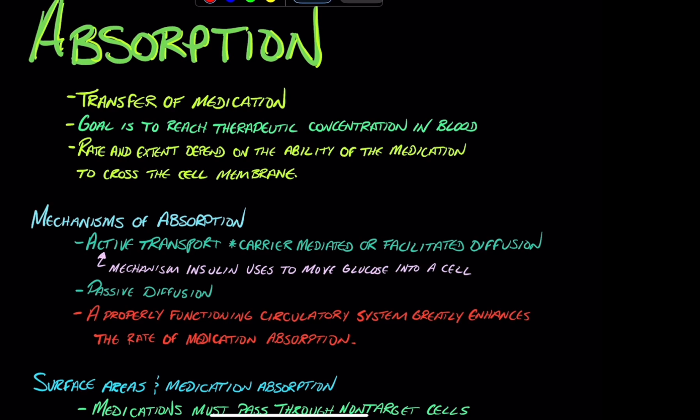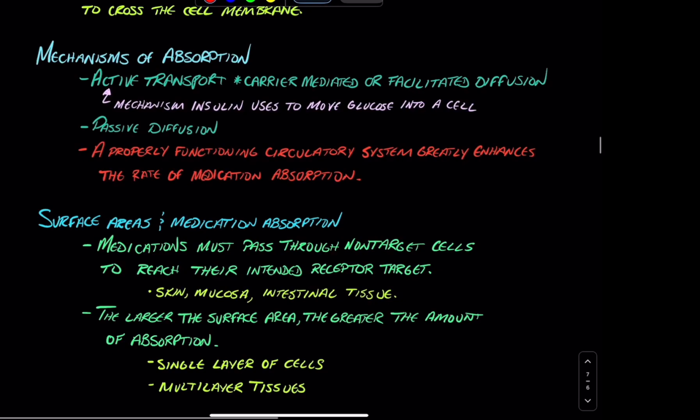Again, the rate and extent of absorption depends on the ability to reach the blood circulation, but it also depends on its ability to cross a cell membrane. So, for example, if the medication is tied to a fat molecule, it's going to have more difficulty moving through a cell that doesn't have the ability to transport fat molecules across the cell membrane. There are certain mechanisms of absorption that we have to be familiar with.